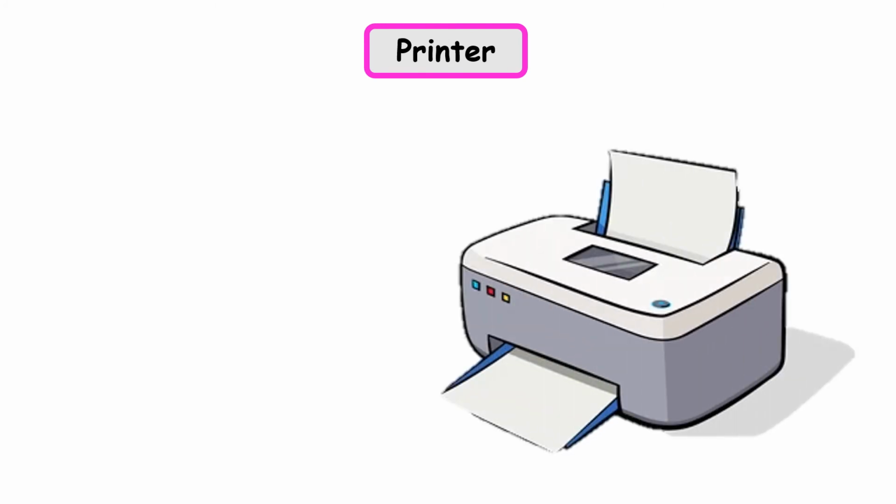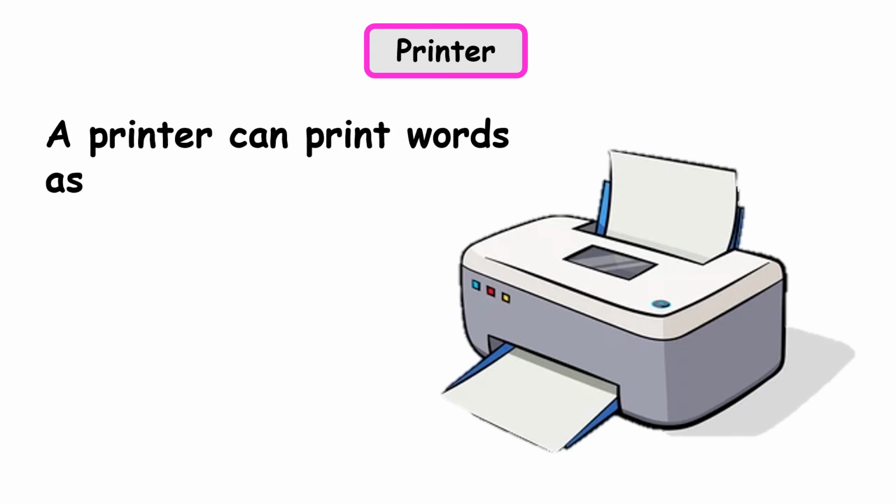The information or the output that is produced by the CPU is displayed on the monitor. This output can be printed on paper with the help of a printer. A printer can print words as well as pictures. The printer is connected to the CPU box with a cable.